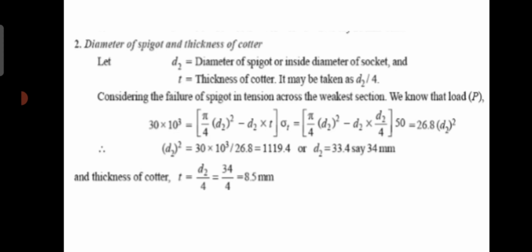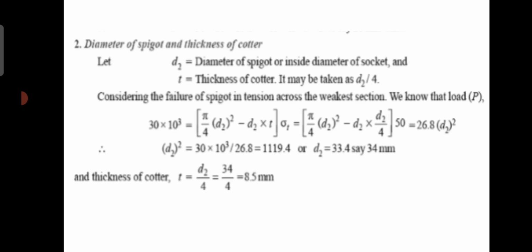Then we want to find the diameter of spigot and thickness of cotter. Let d2 equal the diameter of spigot or inside diameter of socket, and small t equal the thickness of cotter. It may be taken as d2 by 4. These procedures we already discussed in the design procedure of cotter joint.